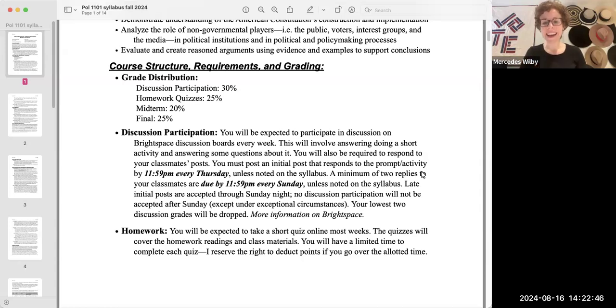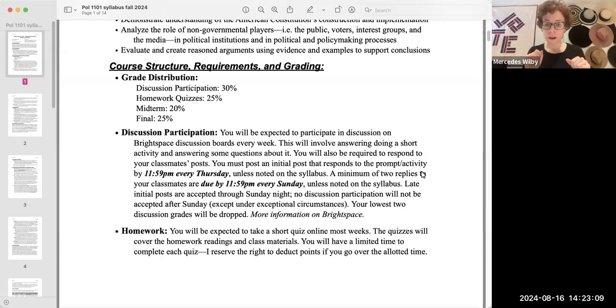sometimes even a choice of activities. When you make the choice, say you choose to do activity 1, you might want to respond to at least one classmate who did activity 2. That way you get to learn a little bit about that activity, and you get to show me that you're thinking about more than just one thing. So that is just some hints on how to approach your class discussion participation.